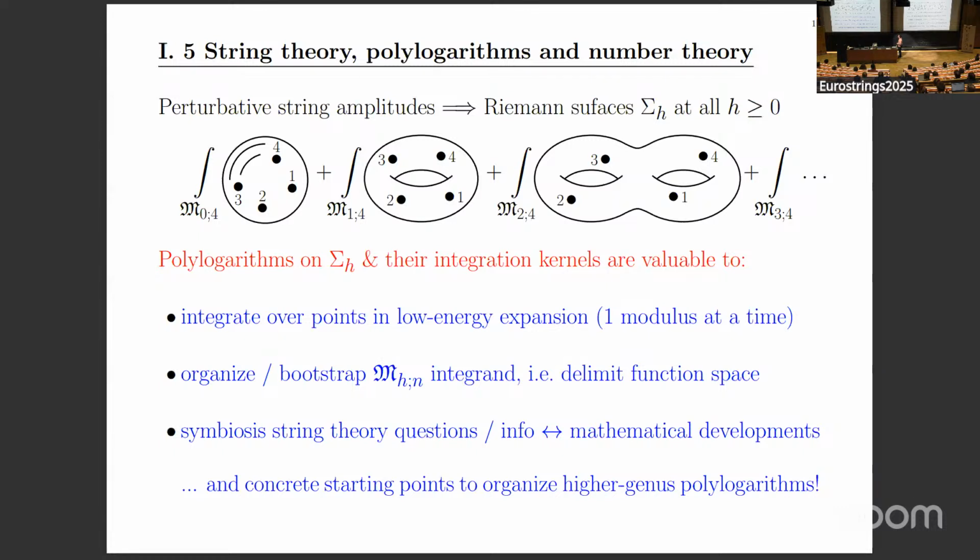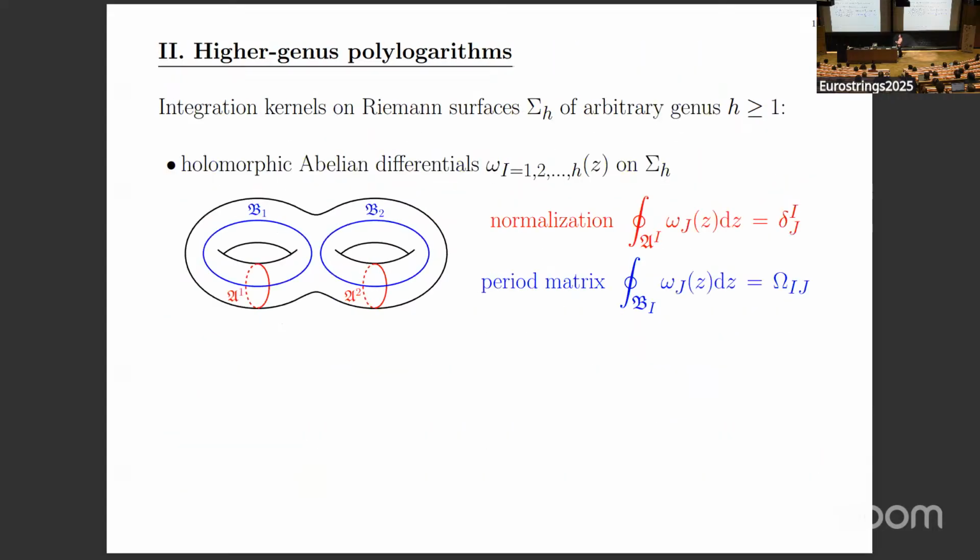So in that sense, the techniques evolving around polylogs are useful for both the integrand and the integrals within string scattering amplitudes. And as you can see from these two examples at bullet points, there is in general a really good symbiosis between concrete questions arising in string amplitudology and some mathematical developments somewhere in between number theory and algebraic geometry. This brings me to the end of the more motivational part with a general context. And now I will proceed to a slightly more concrete discussion of higher genus polylogs.